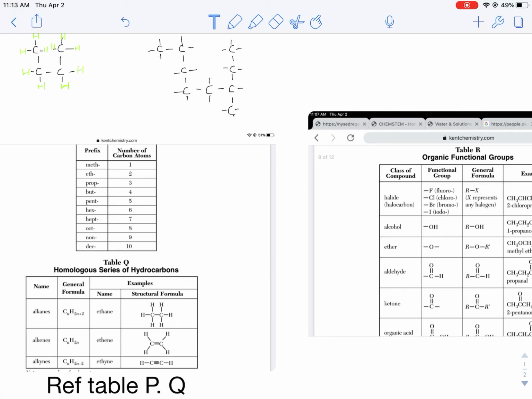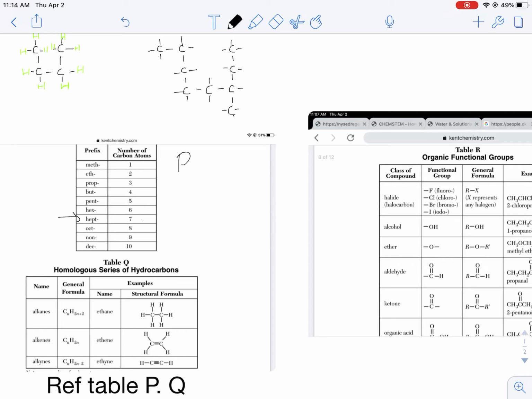Well, first off, I wanted to point out what is the purpose of each reference table. To start off, this reference table right here, reference table P, is useful in counting carbons. That's all it's for. So for instance, if I have 7 carbons in my main chain, I go to 7 right here, and it gives me a prefix hept.